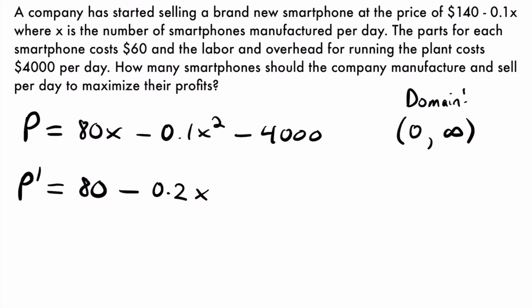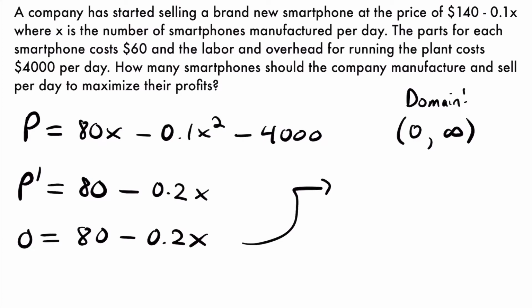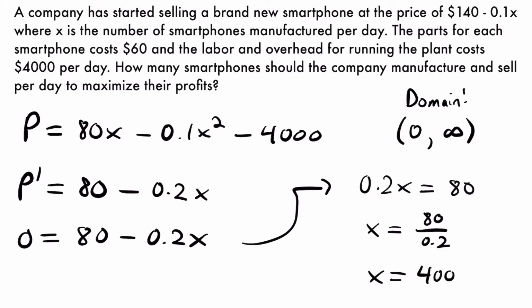And so if we set this derivative equal to 0, we'll have 0 is equal to 80 minus 0.2x. And then if we add 0.2x to both sides, and I'll do that over here, we'll have 0.2x is equal to 80. And then if we divide both sides by 0.2, we will have that x is equal to 80 divided by 0.2. And 80 divided by 0.2 is 400, and so x will be equal to 400. And so this is our value of x, or the number of smartphones that the company should manufacture and sell per day to maximize their profits.